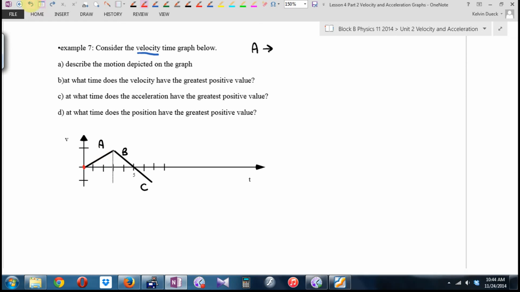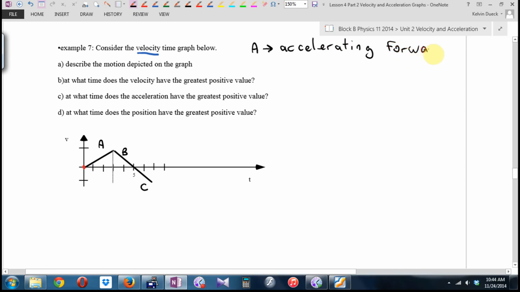Accelerating. Forwards or backwards? Forwards. In section A, we are accelerating forwards. Accelerating forwards. For how long? For 3 seconds.